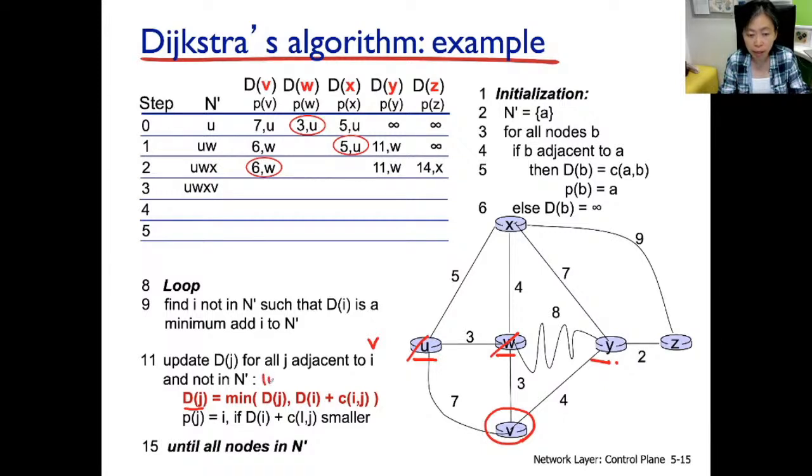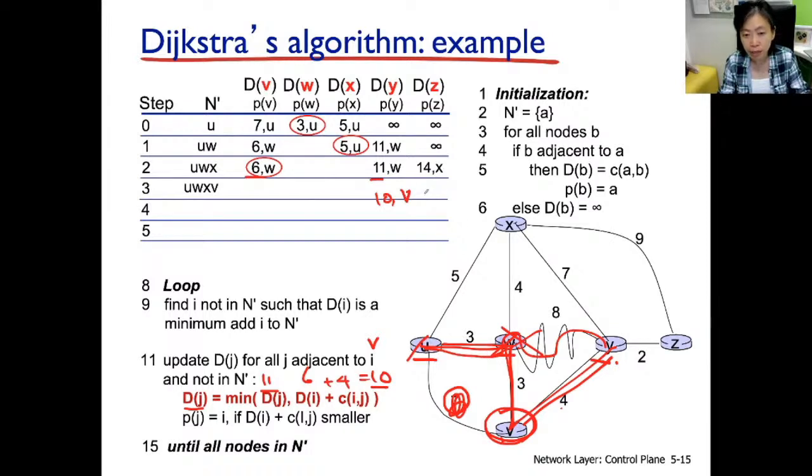Existing dy, 11, right here. If V here is the hopping platform, the cost to go to V is 6, through W. The link cost from V to Y is 4. So 6 plus 4, 10. Is 10 better than 11? Yes, it is. So let's update it. And this time the predecessor is V. That is also saying the previous path was no longer good, and this is actually a shorter path.